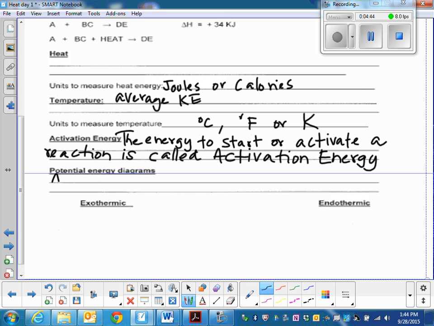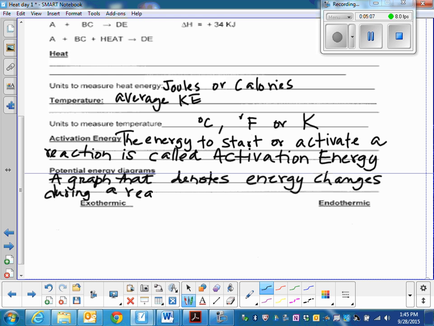All right? A graph that denotes energy changes during a reaction.